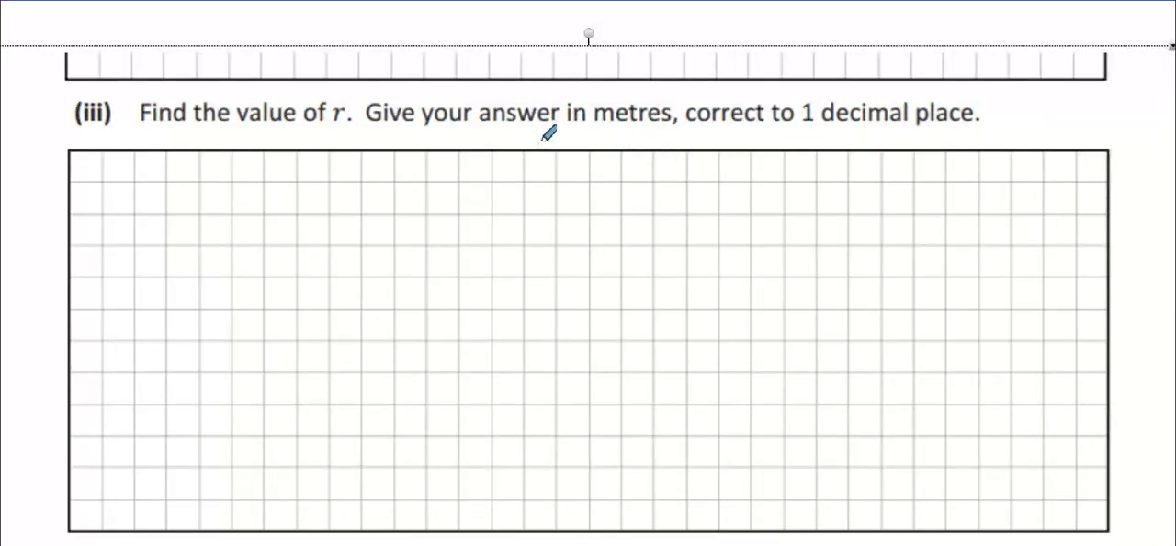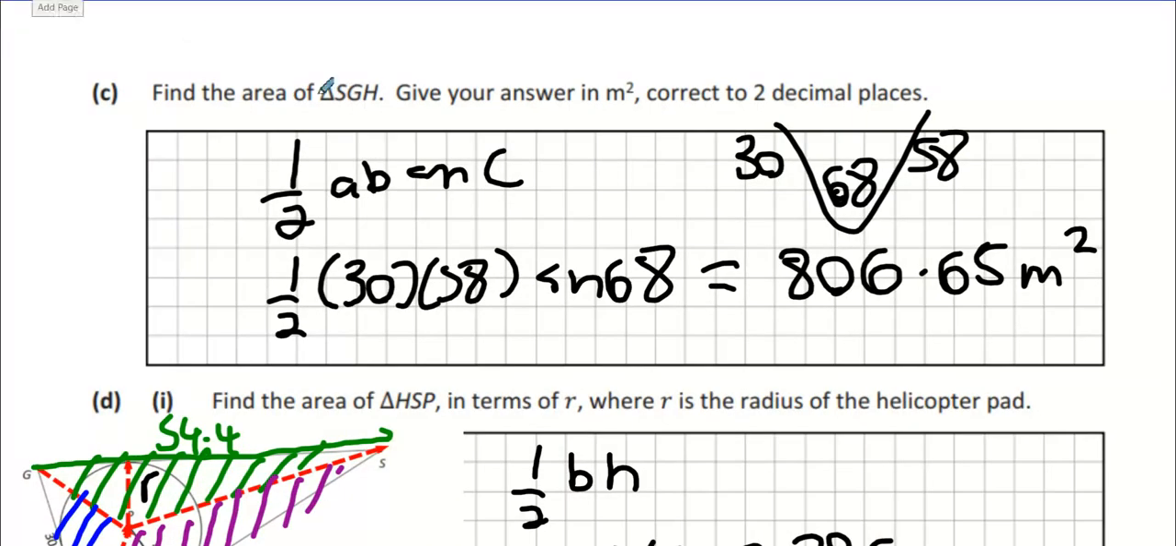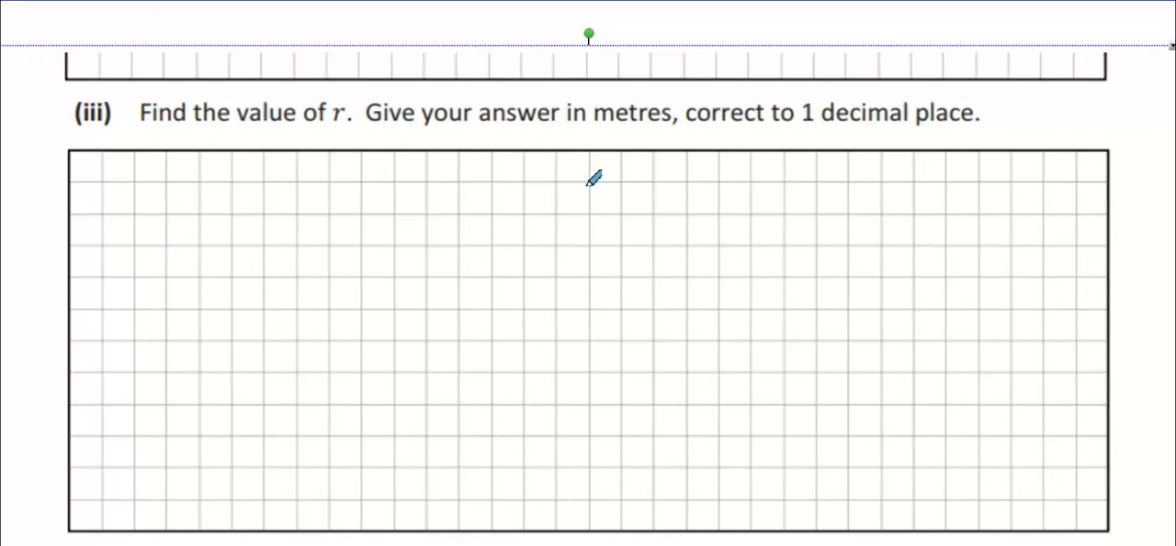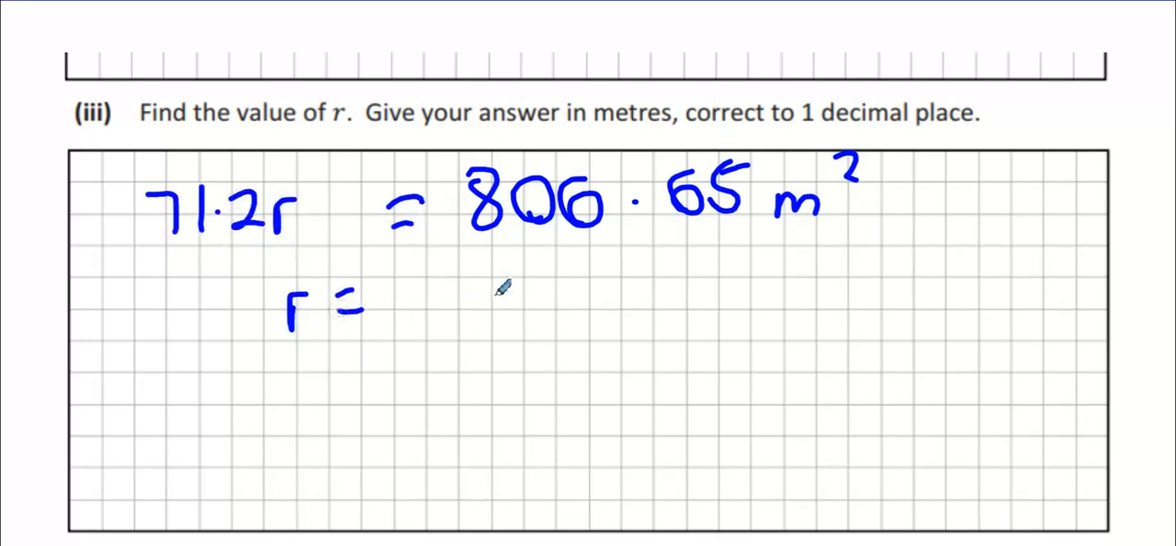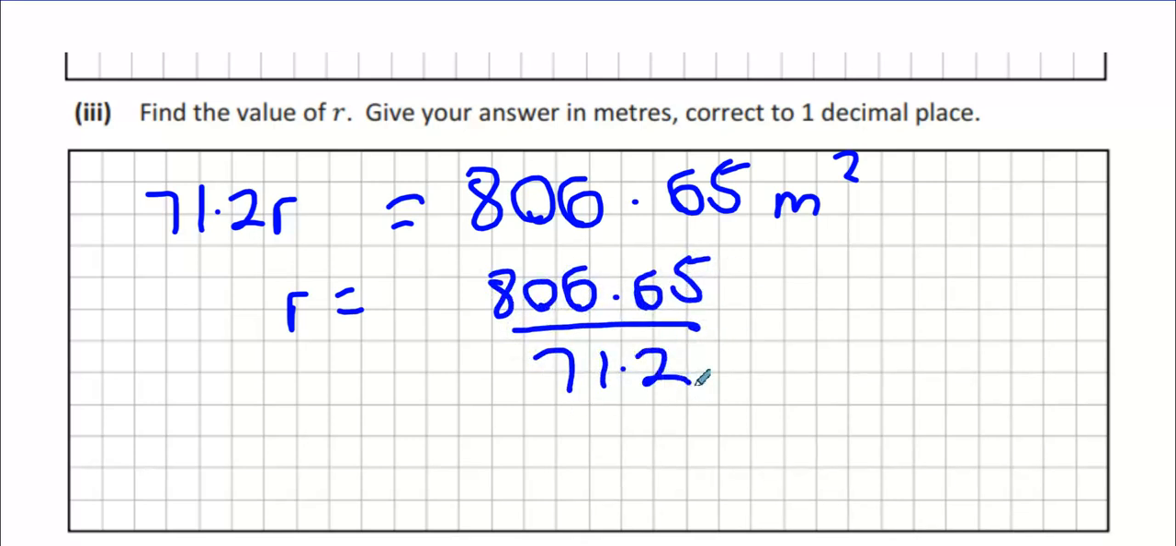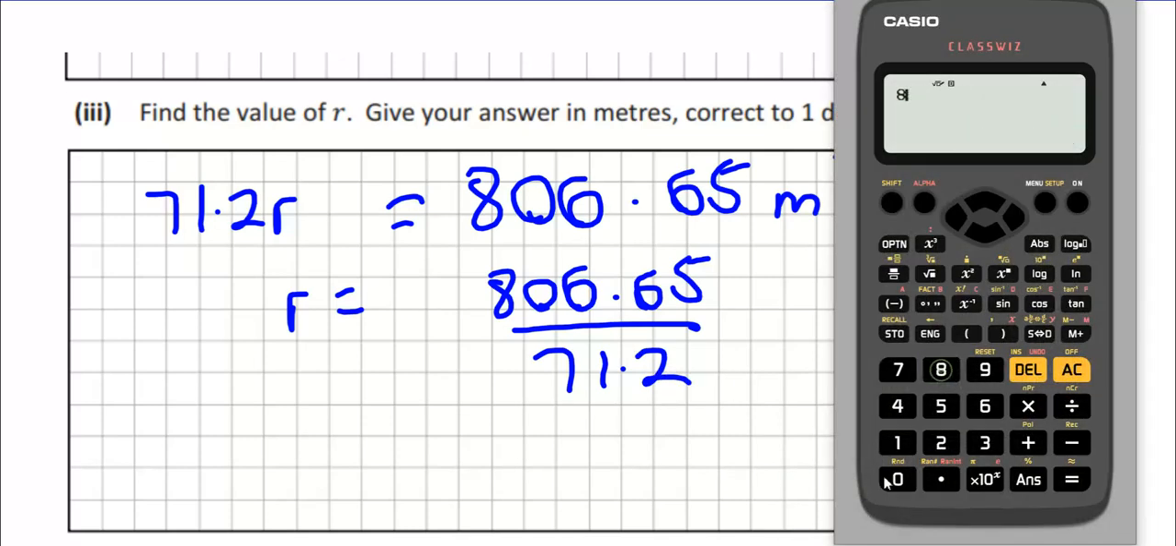Find the value of r. Give your answer in meters, correct to one decimal place. Next one. So did we find the area of the full triangle yet? We did. 806.65 meters squared. So the full triangle is 806.65 meters squared, and we now know that it equals 71.2r. r is going to be 806.65 divided by 71.2. And it's going to be 11.3.